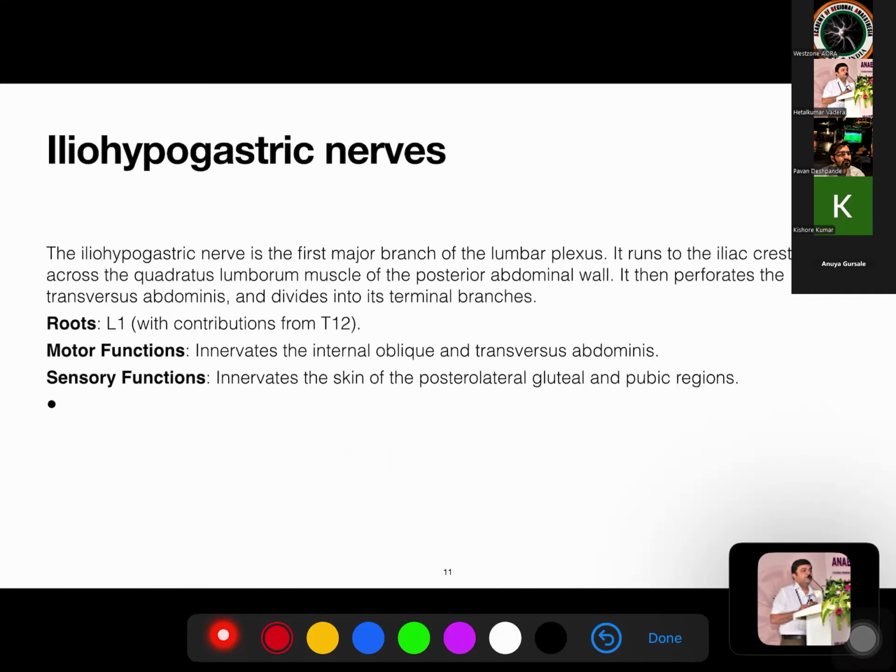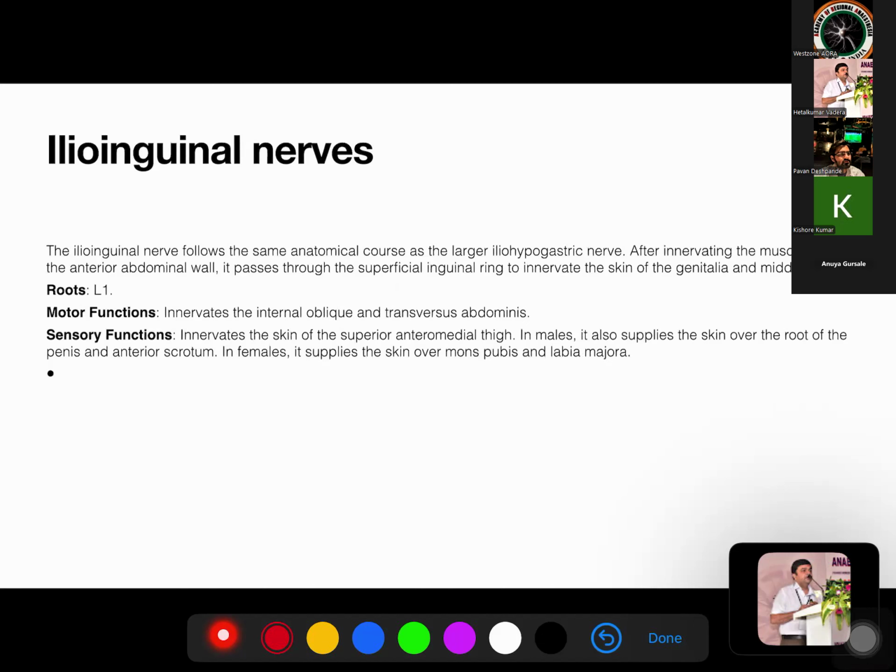Coming to the iliohypogastric nerve, the root value is L1. The motor function innervates the internal oblique and transverse abdominis muscles. Sensory function innervates the skin of the posterior, lateral, gluteal, and pubic regions. Coming to the ilioinguinal nerve, it innervates the internal oblique and transverse abdominis muscles. Sensory function innervates the skin of the superior anteromedial thigh. In males, it supplies the skin over the root of the penis and anterior scrotum.